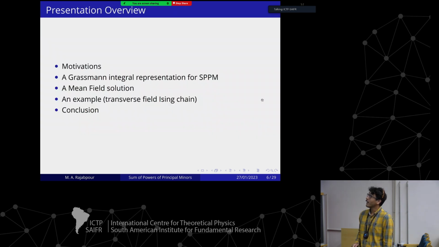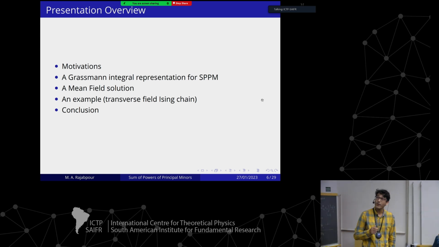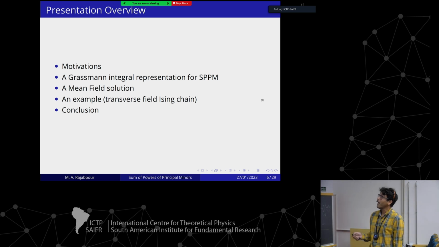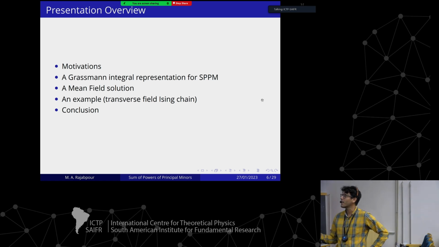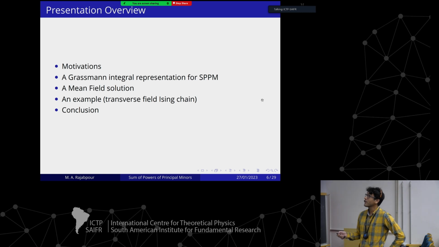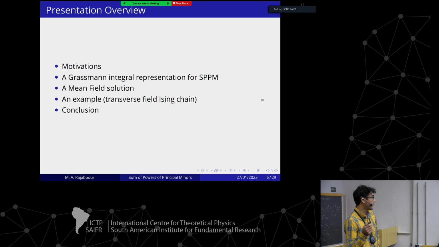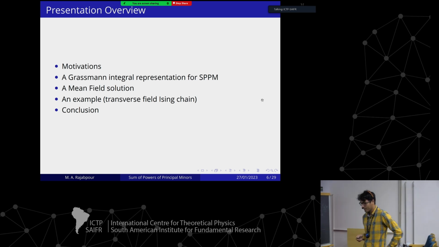In this talk, I will try to tell you why I got interested in this problem, so some motivations. Then I will give you a Grassmann integral representation for this problem, which is a mathematical statement. Then how to really calculate these things, some sort of analytical calculation, and how this can be useful to calculate something in the transverse field Ising chain, which I guess most of you know what it is. And then conclusions.